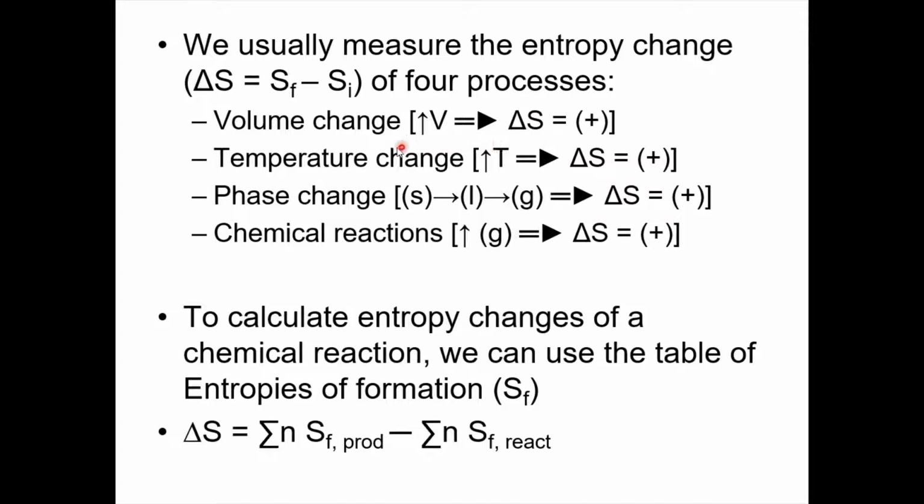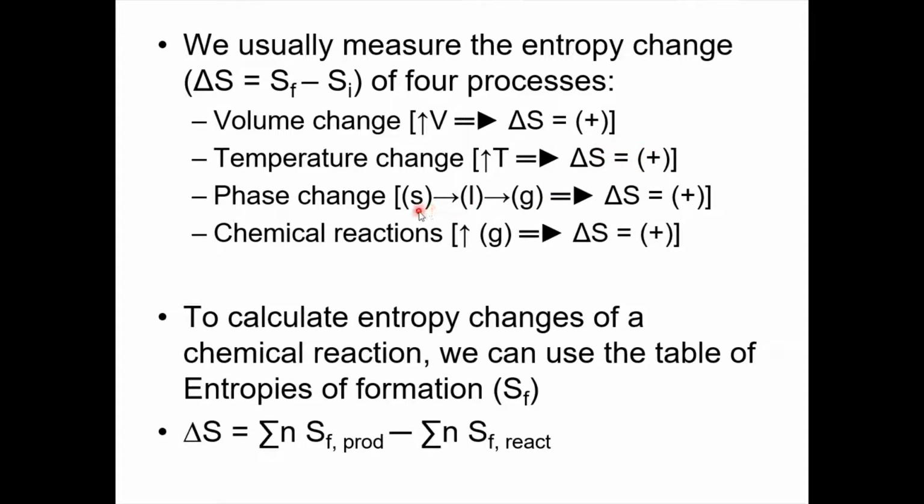Temperature change: the hotter something is, the faster the particles are moving, and so therefore the more randomness there can be. So when the temperature goes up, your delta S is positive. When something is cooled, temperature goes down, and your delta S is negative.